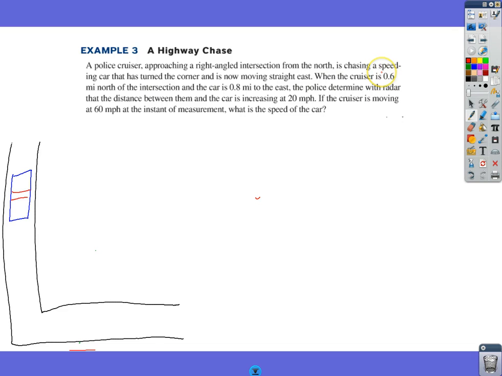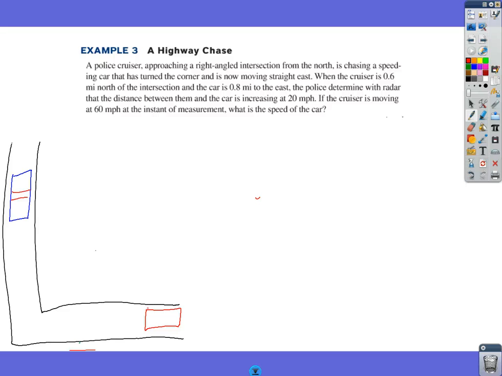The cruiser is chasing a speeding car that has turned the corner and is now moving straight east. So here's this guy, this guy's over here, moving straight east. When the cruiser is 0.6 miles north of the intersection and the car is 0.8 miles to the east.